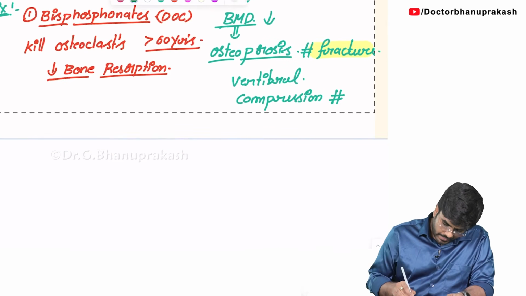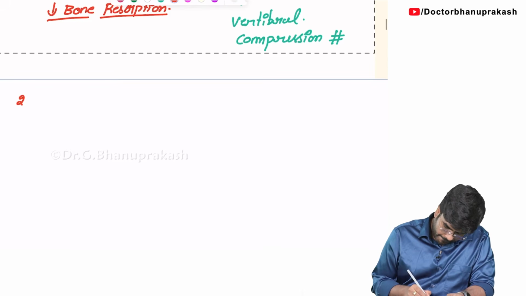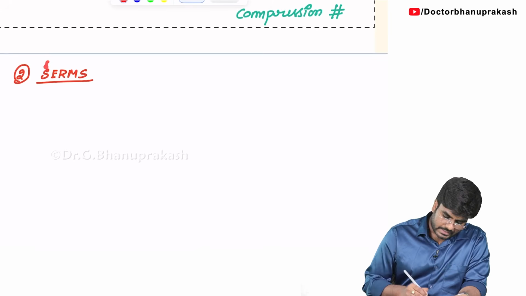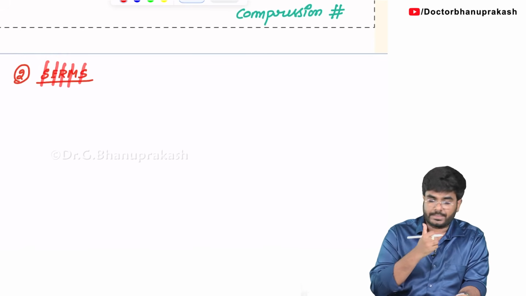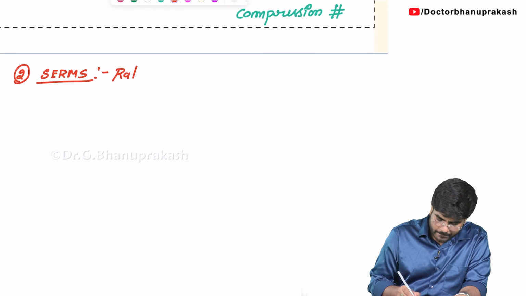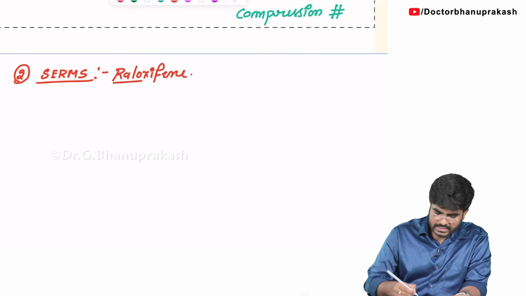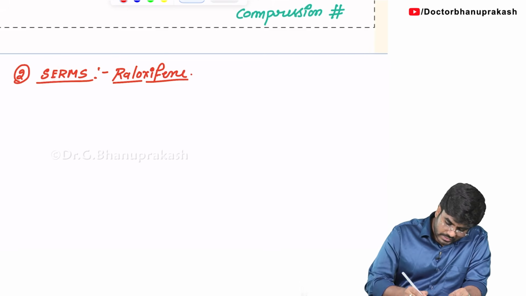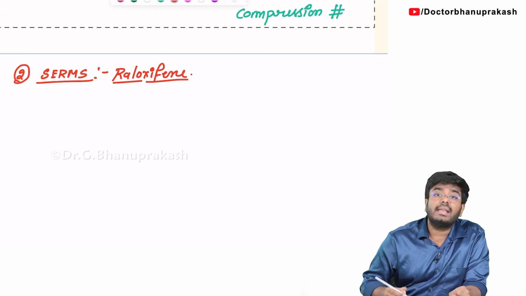See, there are drugs called SERMs. S-E-R-M-S, SERMs. Okay, not sperms, SERMs. That is selective estrogen receptor modulators. Example, raloxifene. See, this raloxifene is nothing but a selective estrogen.